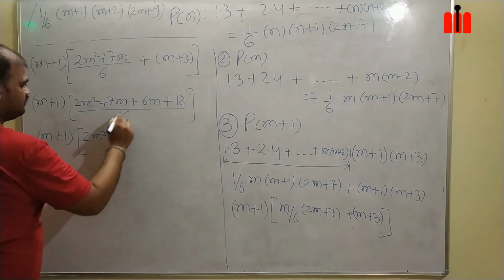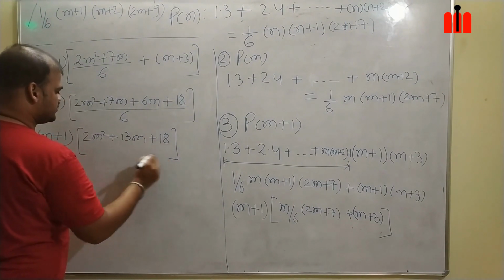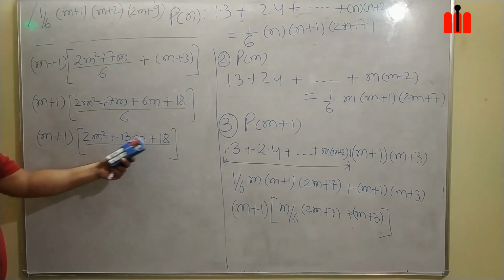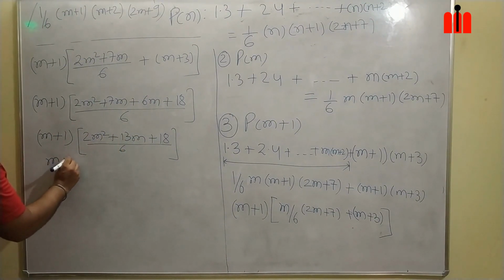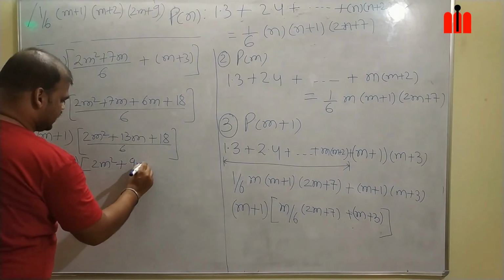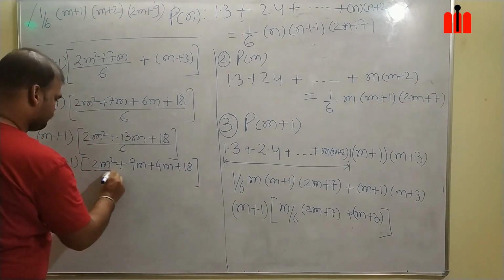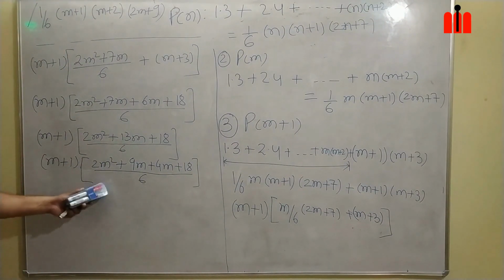You club the middle m terms, then it will be 13m plus 18. 6m plus 7m is 13. Now 2 times 18 is 36. 13 can be split as 9 plus 4, and 9 into 4 is 36. So by splitting the middle term, we will get it as m plus 1 times 2m square plus 9m plus 4m plus 18 whole by 6. Okay, so this is what we got now.